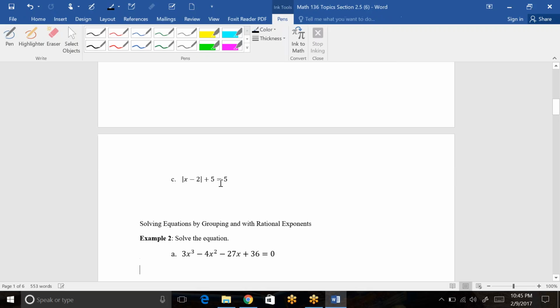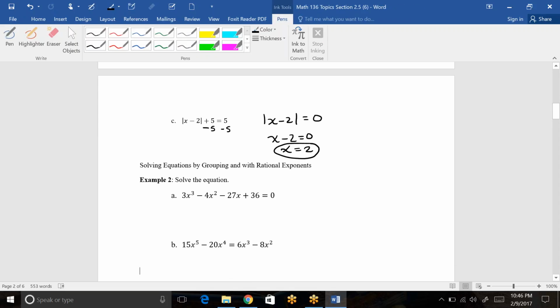The other example from the absolute values is C. So in this one, this is not isolated yet, so we want to subtract the 5 over. This is absolute value of x minus 2 equals 0. That is able to be solved, but it's because it's not negative. It's not really positive either, so this is only one scenario. You can't make a negative 0, so you'd only have one way that this can be 0. So anytime your absolute value equals 0, you only get a single solution, but all other times you get two possibilities. And that's all there is to absolute value equations.